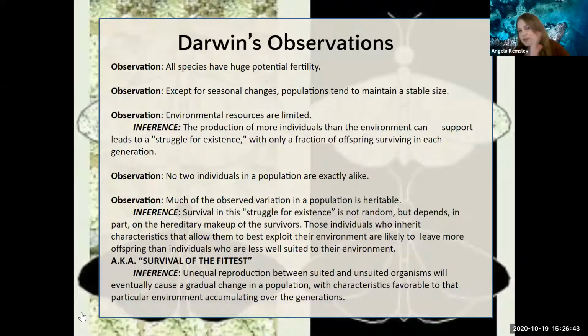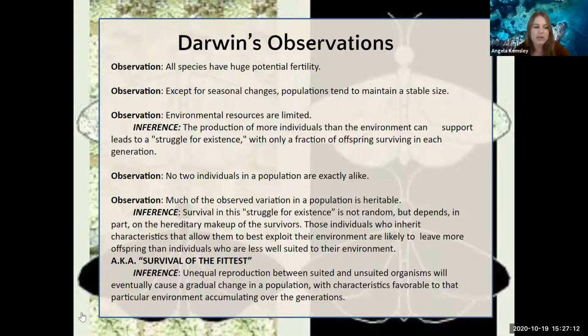So from all of these different observations, all the different notes that he took, he made some key observations, and from those key observations, he made several inferences. So the first observation that Charles Darwin made was that all species have huge potential fertility. That means that all species have the ability to have lots of babies. Second observation, except for seasonal changes, populations tend to maintain a stable size.